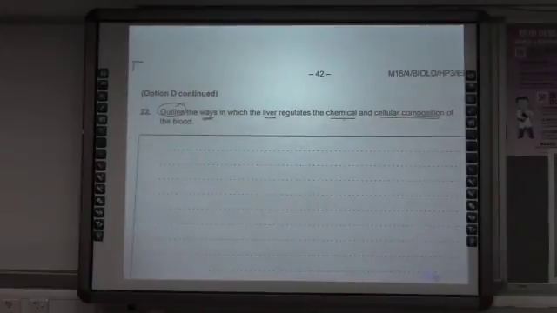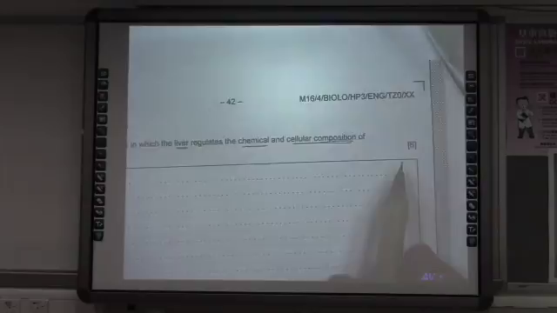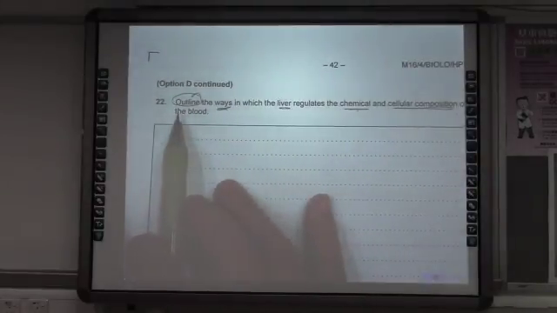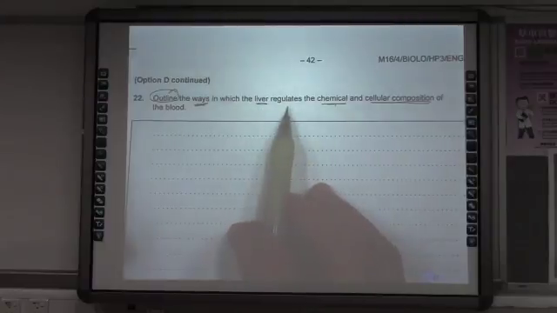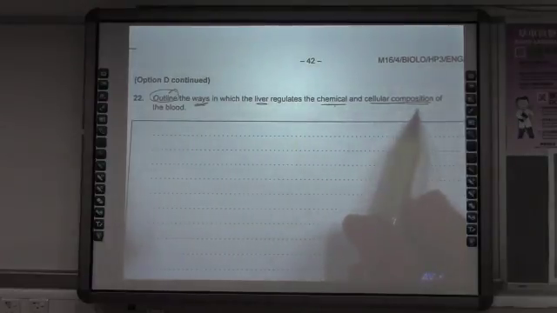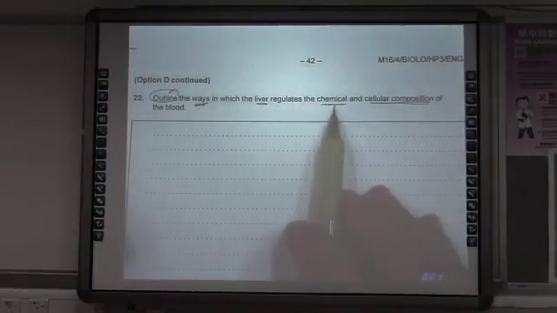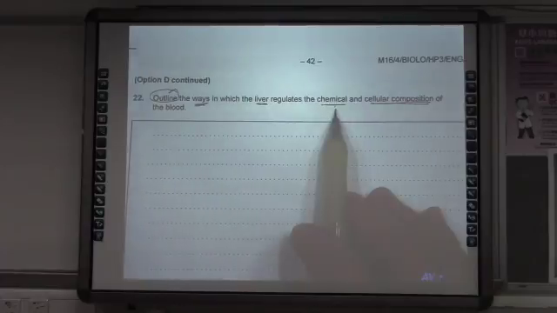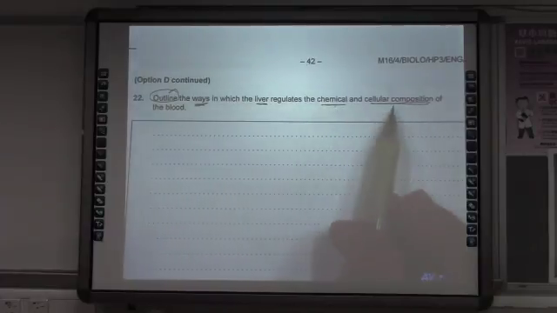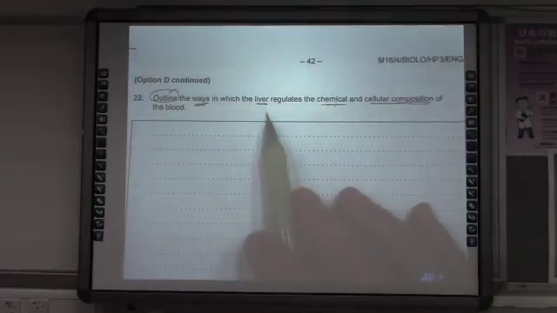Last question. You have to write a lot, and the maximum mark for this is 6. What you have to do is to outline the ways in which the liver regulates the chemical and cellular composition of the blood. Now, the three important words: liver, we have to look at this organ; the chemical composition of the blood and the cellular composition of the blood. How the liver can regulate these two.